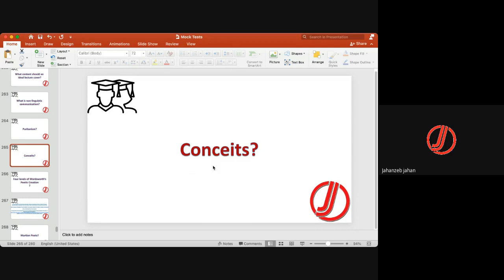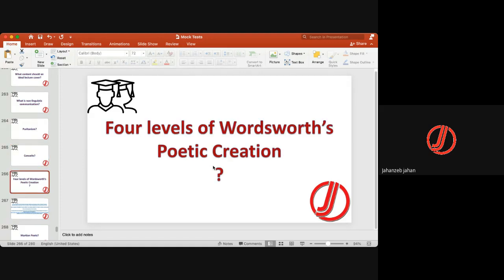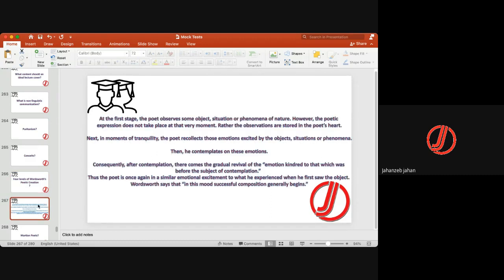Next, four levels of Wordsworth's poetic creation. So this question was also asked in recent interviews. So these are the four levels.